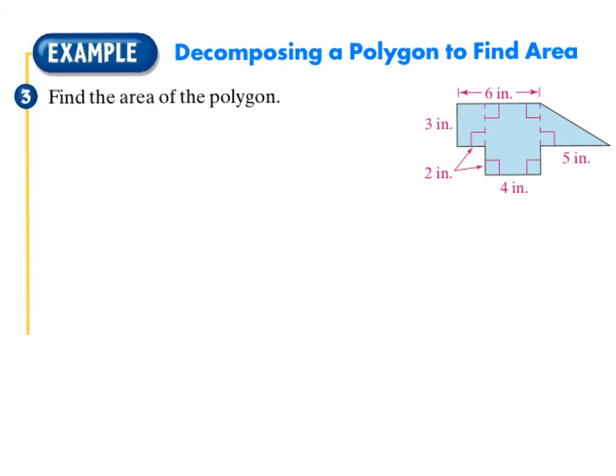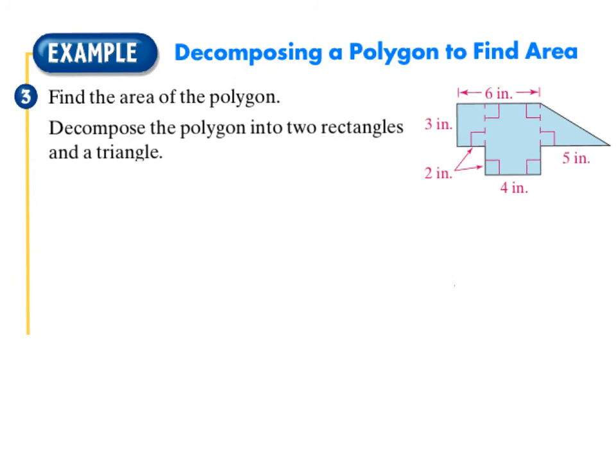Now let's try an example doing the opposite. Rather than taking individual polygons and composing them into one shape, we're going to decompose a polygon to find the area, so breaking it into smaller pieces. So say we want to find the area of this polygon. First, we're going to decompose the polygon into 2 rectangles and a triangle. And we know the area of a rectangle is going to be the base times the height, or the length times the width, and the area of a triangle is half of the base times the height.